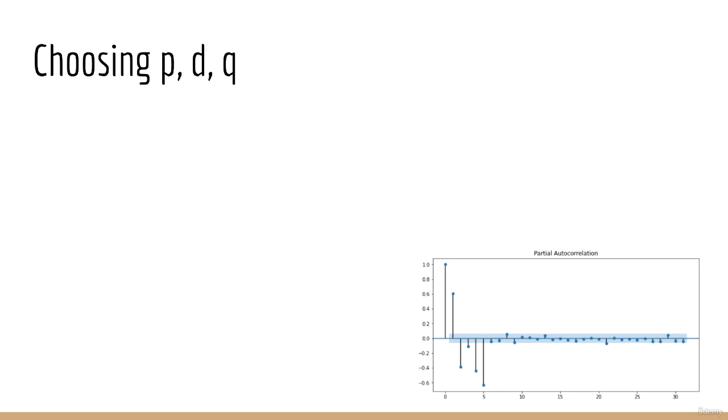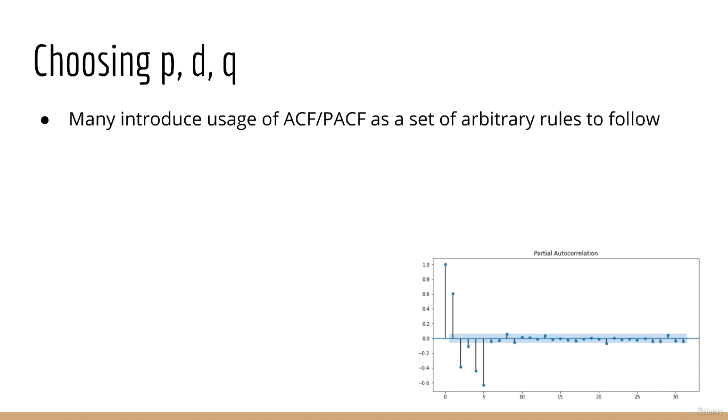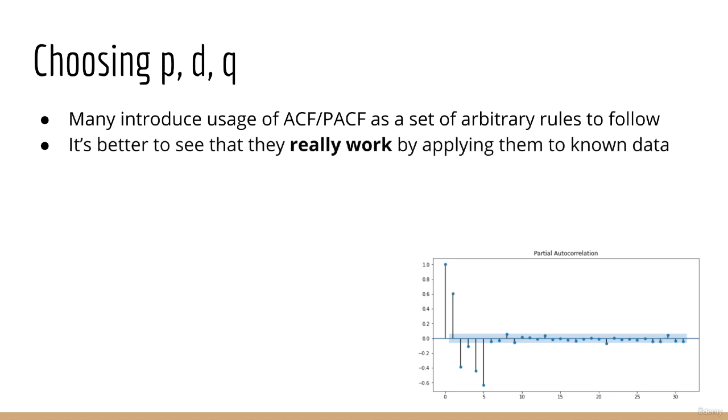Alright, so the main reason I wanted to discuss the ACF and the PACF was because in time series analysis courses, instructors often talk about how to use the ACF and the PACF as if you're following a set of arbitrary rules. But they never go on to show you that these rules actually do what they say they do by comparing the ACF and the PACF to known data. By looking at the ACF and the PACF for known data, we can confirm that those rules actually work. Following them thus becomes natural.